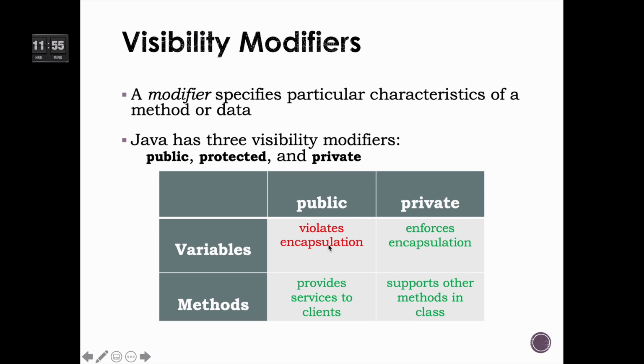But we never declare variables as public, because that essentially opens the door to all kinds of abuse from a client program. Public and private are called visibility modifiers, and there is one more that we will talk about later in the course. It's called protected.